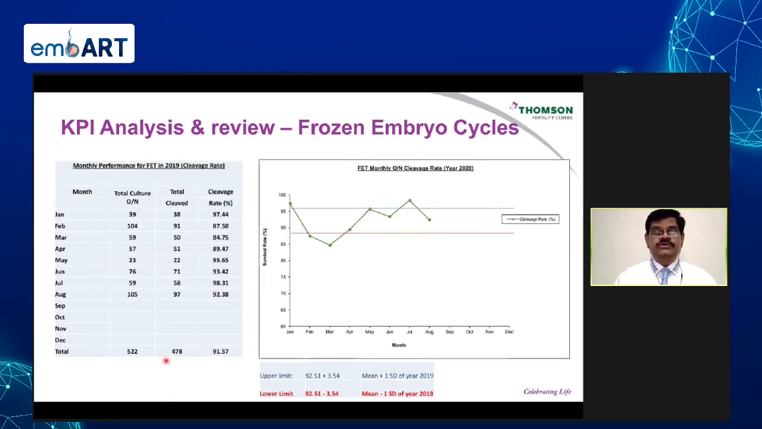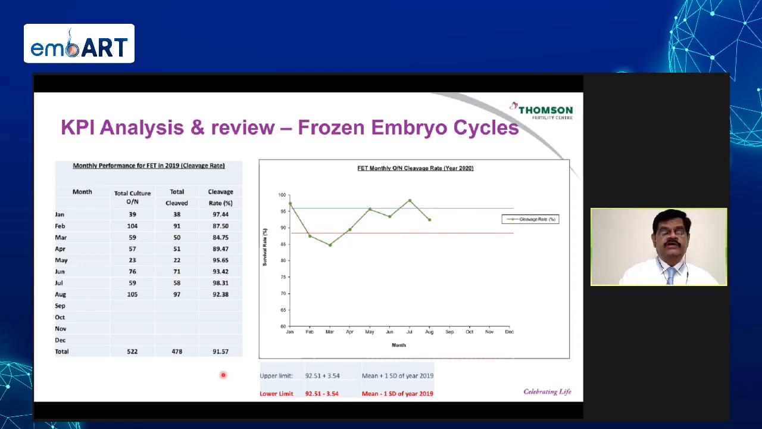And when it comes to the cleavage rate of those embryos which are thawed and cultured to either day 3, day 4, or day 5, we see that 92% of them are cleaving further. So it's roughly about the same as last year. But in March, again, we dropped, right? You can see in March, it dropped to nearly 85%, which is not acceptable in our standard, right?